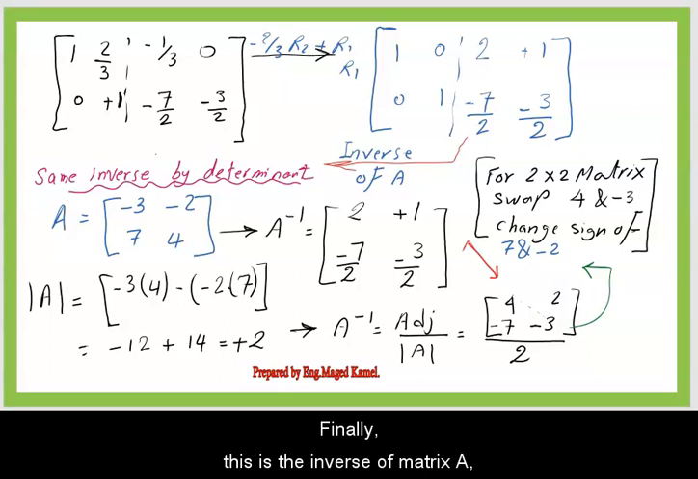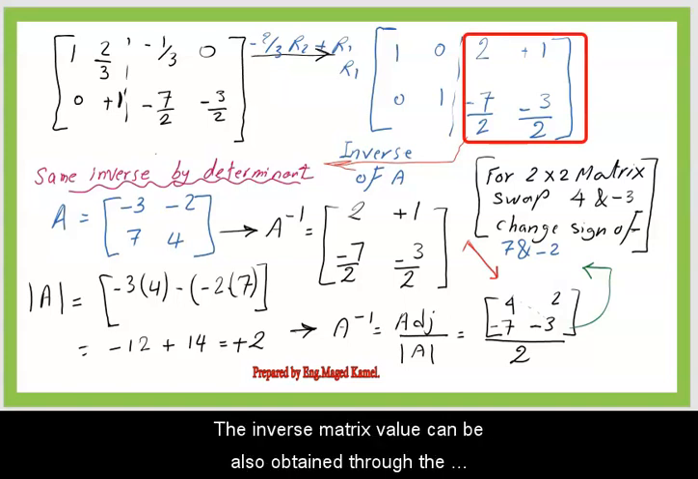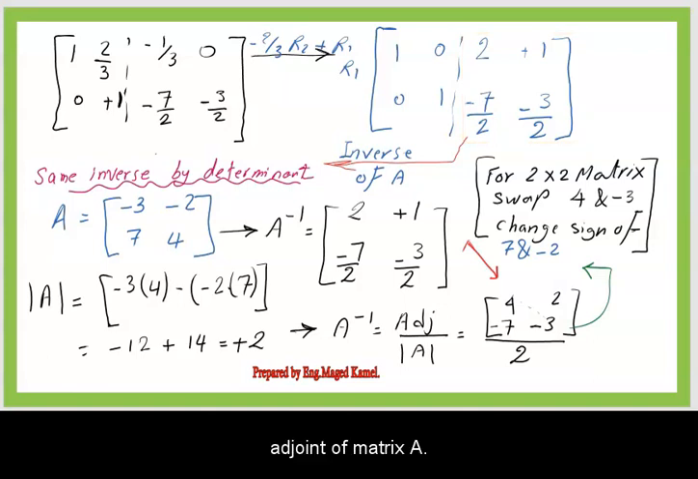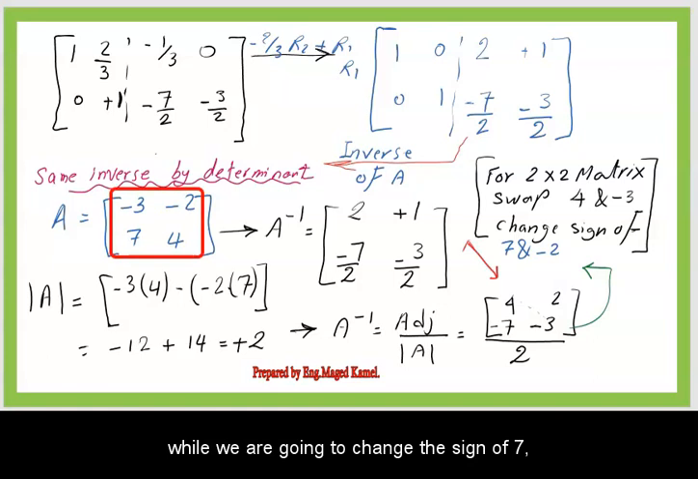Finally, this is the inverse of matrix A, which we are looking for. It lies on the right-hand side of the line. The inverse matrix value can also be obtained through the adjoint of matrix A. There is a rule for the matrix A. If it is 2 by 2, we make a swap. The minus 3 will go down while we change the sign of 7. It will become minus 7 and the minus 2 will become plus 2.